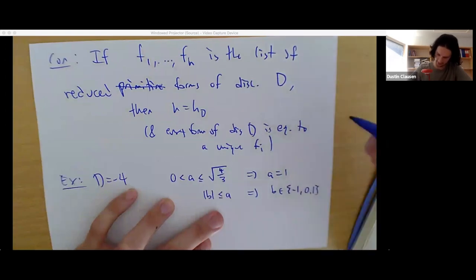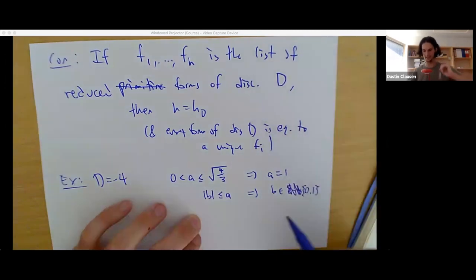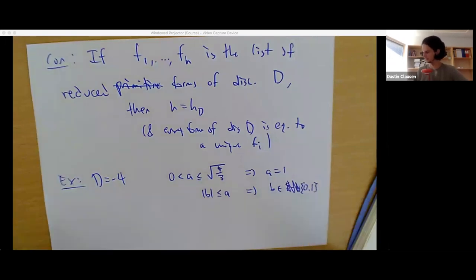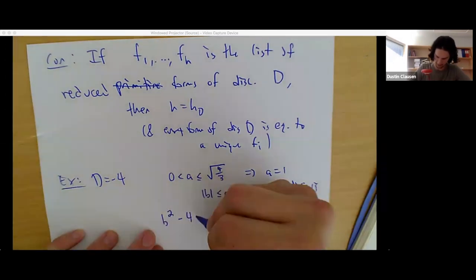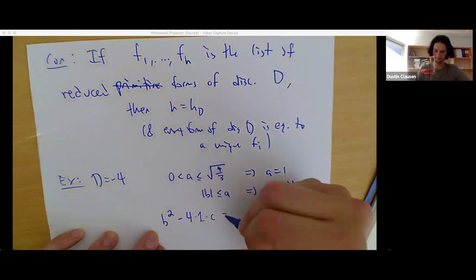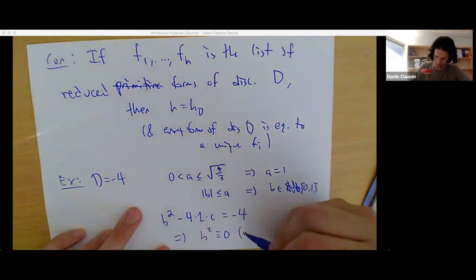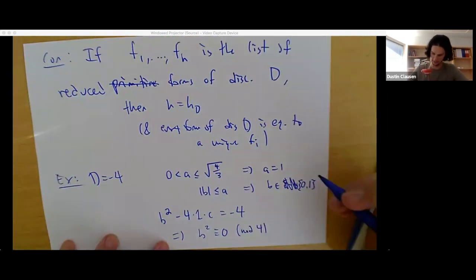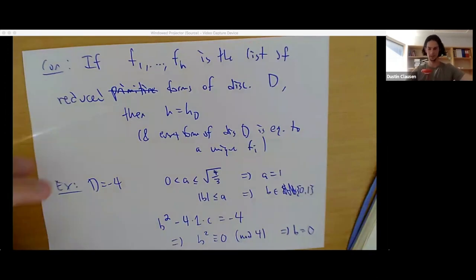But actually, since we ruled out the border case condition, that gets rid of the minus 1, so that's not going to be so relevant. But on the other hand, we have B squared minus 4AC, so 4 times 1 times C is equal to minus 4. And that tells you that B squared is congruent to 0 mod 4. Since B is either 0 or 1, that tells you that B has to be equal to 0. So A and B are uniquely determined, and therefore so is C.